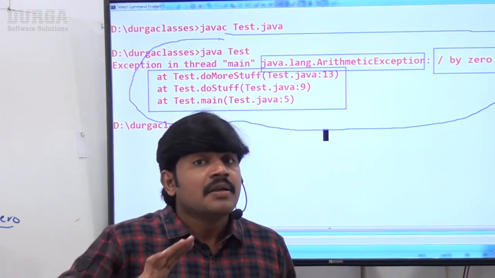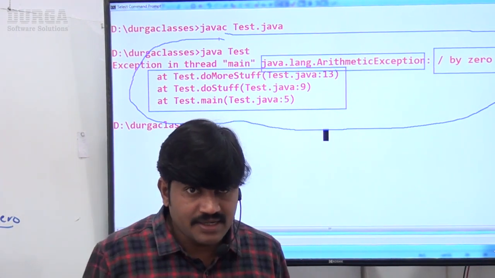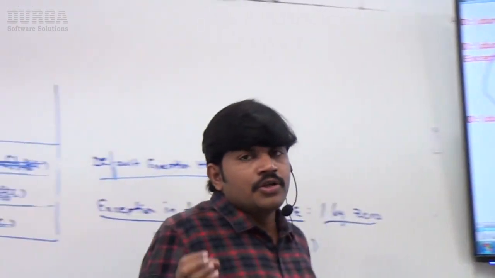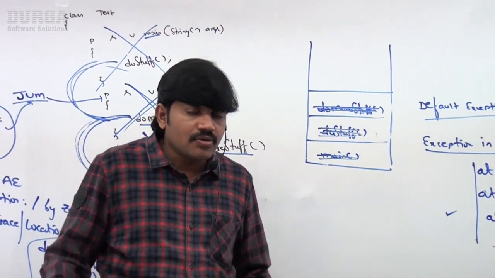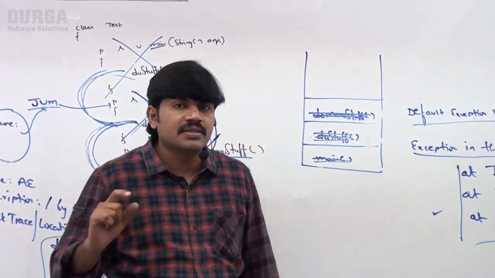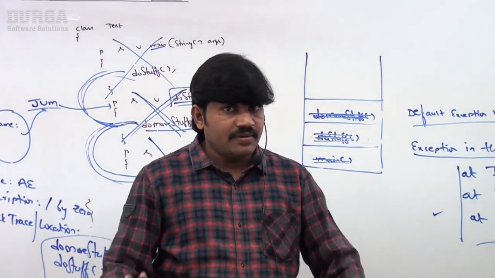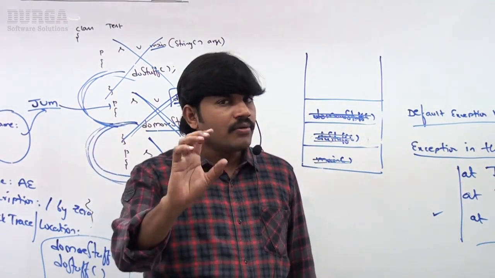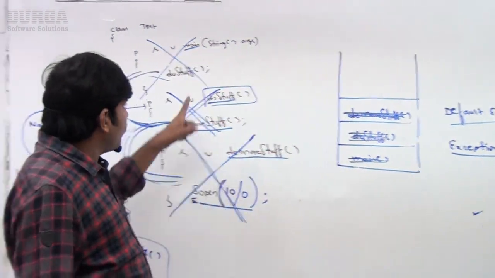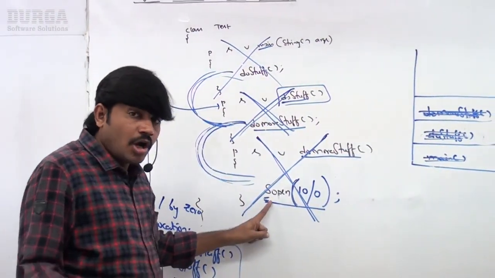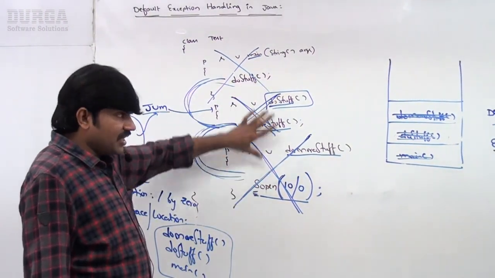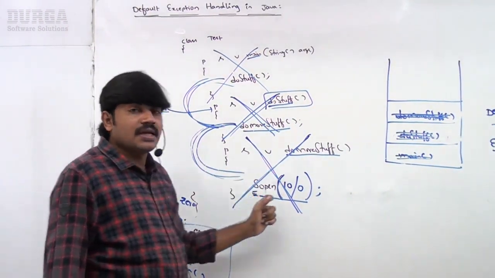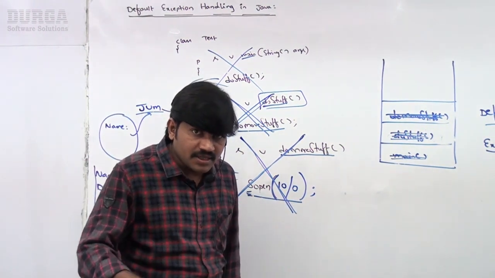Abnormal termination is never recommended. Clear, right? So if something goes wrong, by default how are things going to happen? What is the default exception handling in Java? This is the story. Now make sure, in total how many methods are there? 3 methods. How many methods are terminated abnormally? Every method terminated abnormally. That's why it is abnormal termination. Clear?